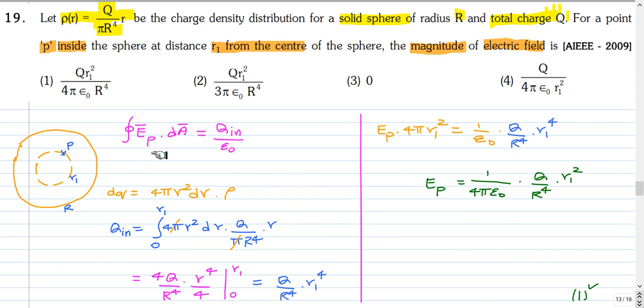So EP dot dA is EP into dA into cos 0, and EP is same for all the points on the spherical surface because all are at the same distance from the center. So EP will come out of the integral sign, and the integral will be just integral dA, which is the total surface area, it is 4 pi r1 square. So from this we get the expression for electric field at point P as 1 by 4 pi epsilon naught q divided by r raised to the power 4 into r1 square. The correct option is option 1.